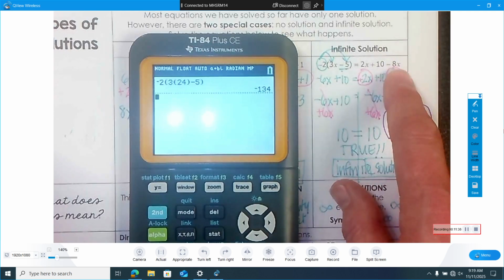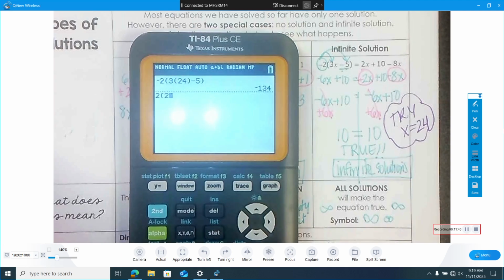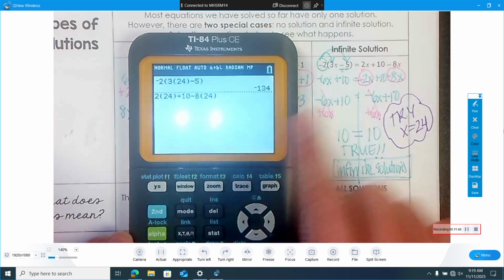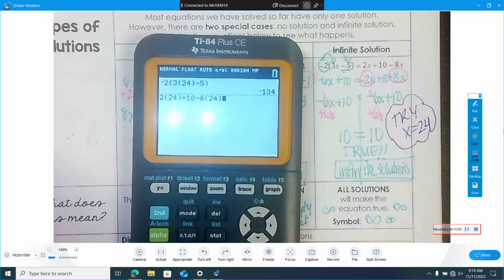Let's see what happens when I plug it into the right. I've got to plug in the same value. So 2 times 24 plus 10 minus 8 times that 24. Again, all I did was plug in 24 for the x's. There's your right-hand side. Hey, look at that. They match. And it turns out that any value for x works.